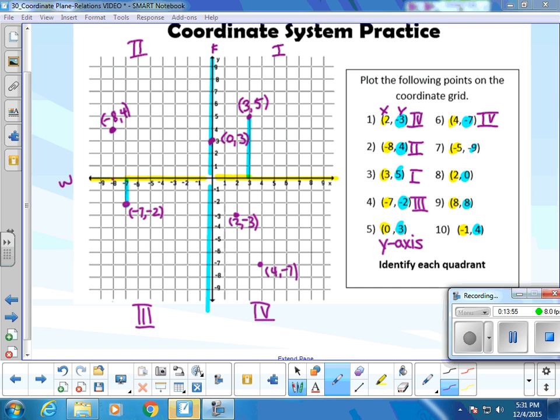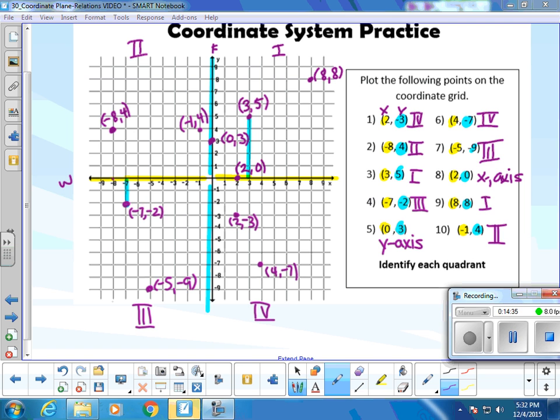For the next one, we're -5, -9, and that is in quadrant 3. For the next one, we're over 2, but we don't move up, so we're right here, and that is at 2, 0. So we say we are on the x-axis. And then we have over 8, up 8. Sorry, that should have been more on the line. And that's in quadrant 1. And then our last one is -1, +4, which is in our second quadrant.